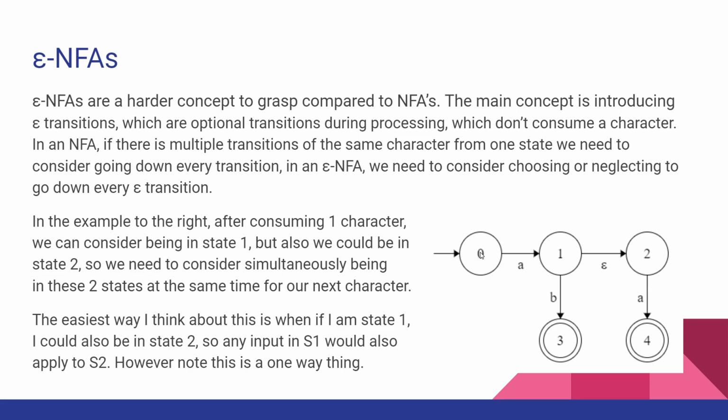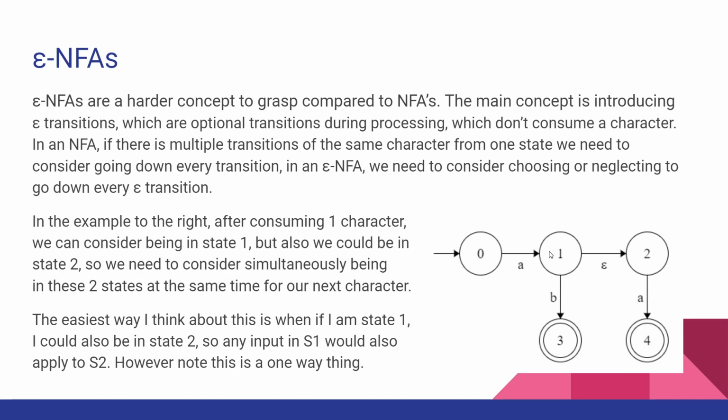So in this example on the right, we start at 0, and let's say our string is AA. After we consume A, we're going to 1. Our next character is going to be B, but we're not just at 1 anymore. We could also be at 2. So we need to go down every epsilon path, and also consider being at that state.